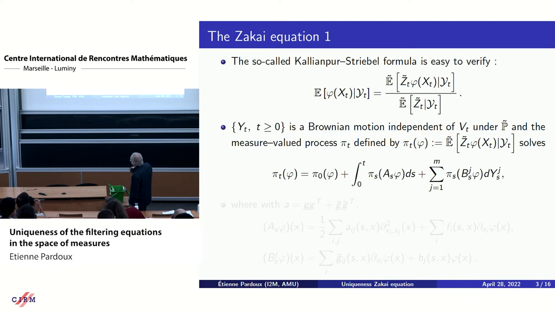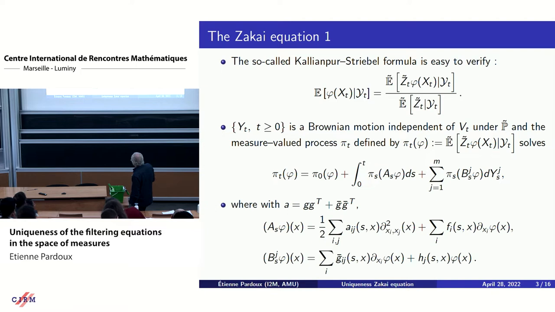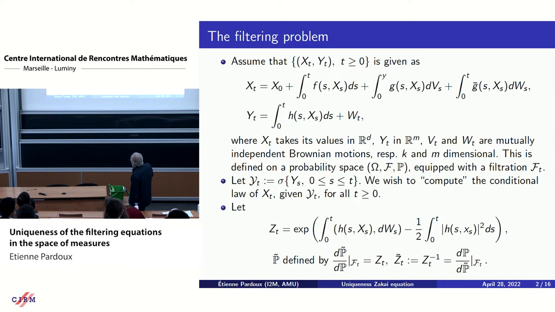Okay, so pi_t of phi equals pi_0 of phi, plus the integral from 0 to t of pi_s of A_s phi ds, plus the sum from j equals 1 to m of pi_s of B^j_s phi dY^j_s. If you remember what I had here, the operator A is the infinitesimal generator of the process X. And the operator B^j, which appears on the next slide, is a measure of the connection between X and Y. So there is the observation function and also a part which tells you about the correlation between the two noises.